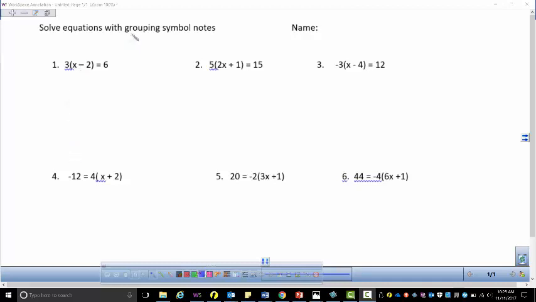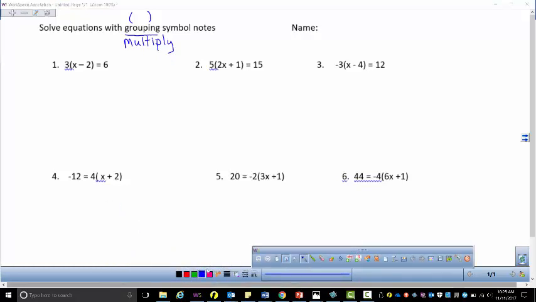So grouping symbols, this means parentheses. Parentheses are grouping symbols. So those are just parentheses. Okay? So when we have parentheses, they tell us that we are going to be multiplying. So parentheses mean multiply. We're going to try an example. We're going to start with number 1.